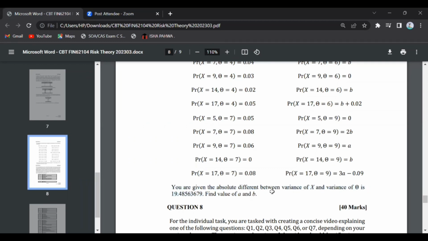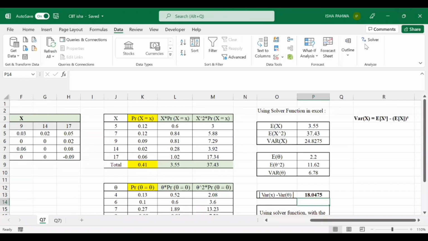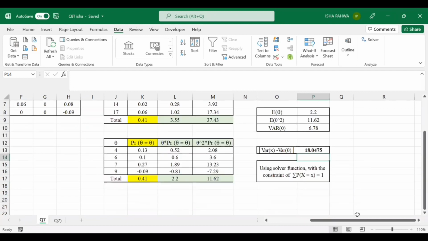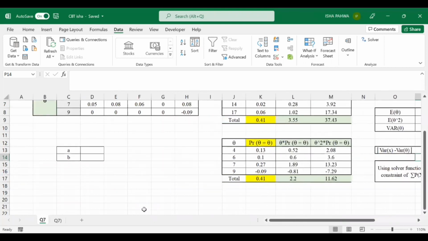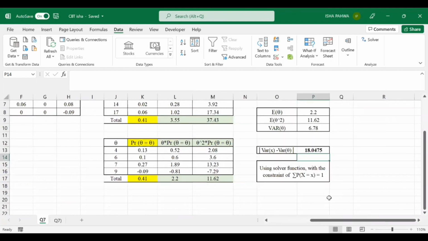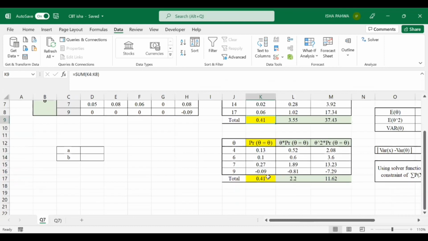That's why we will use the Excel feature known as the solver feature to find the values. This is a tricky question because we are working backwards. We have all the answers here, but we don't have answers for A and B, which would change all of these values. So how do we use the solver feature? The first thing we need to do is make sure this probability as well as this probability is 1.